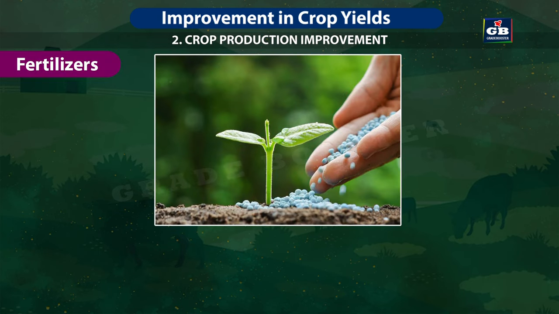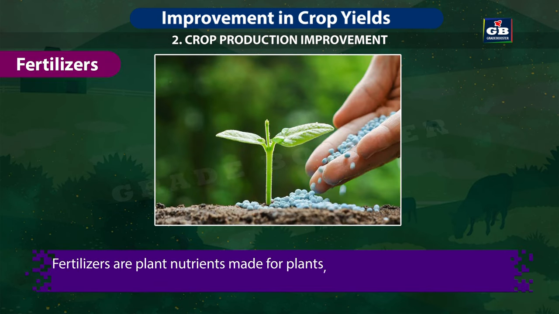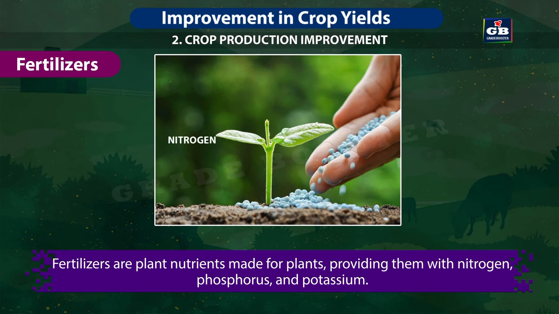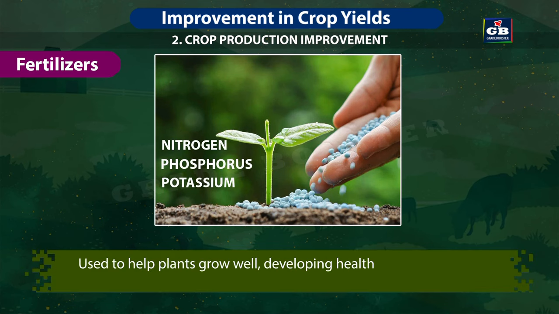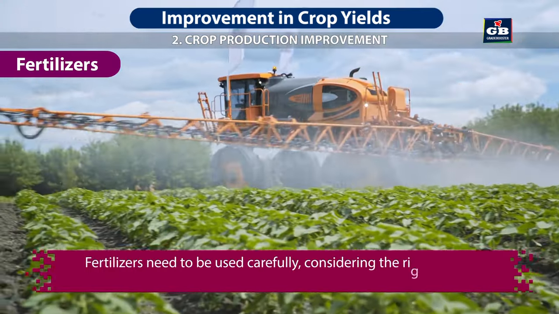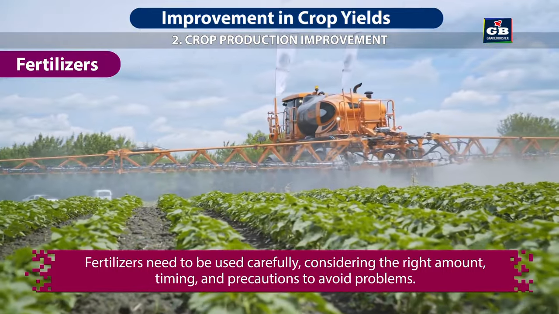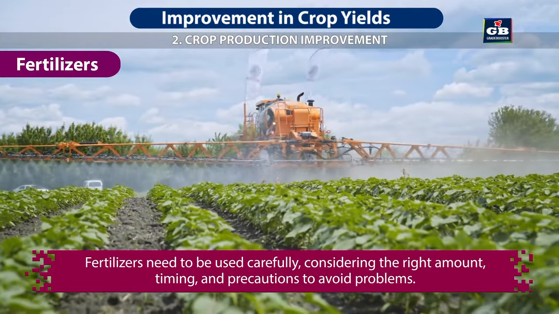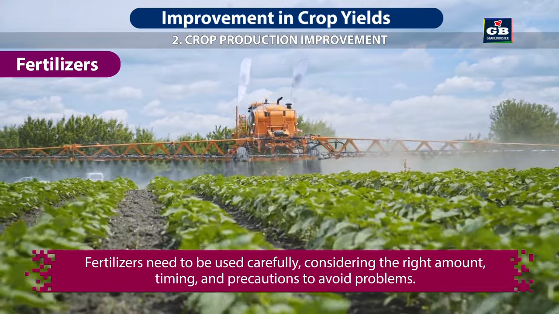Fertilizers. Fertilizers are plant nutrients made for plants, providing them with nitrogen, phosphorus, and potassium. Used to help plants grow well, developing healthy leaves, branches, and flowers, and contributing to higher yields in high-cost farming. Fertilizers need to be used carefully, considering the right amount, timing, and precautions to avoid problems.